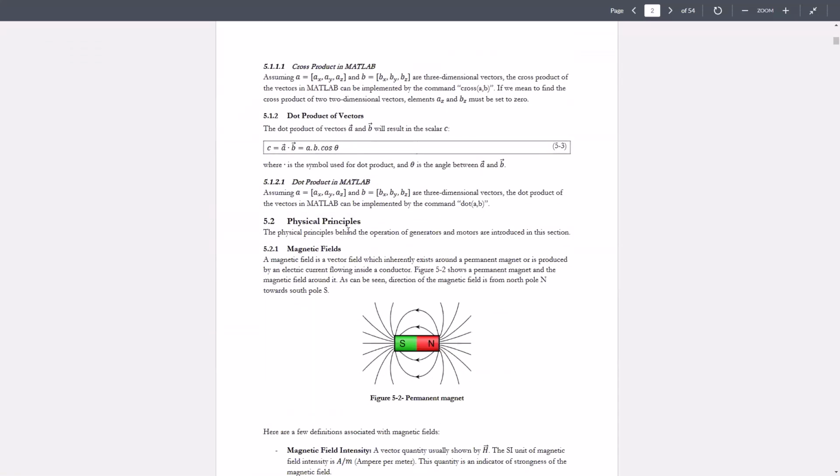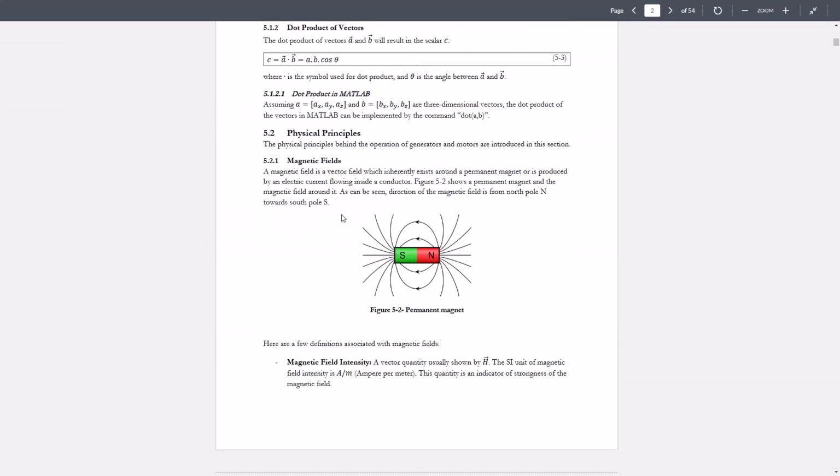Now let's go to some physical principles. First and foremost, we need to understand what magnetic fields are. First of all, a magnetic field is a vector field. It means we can imagine that field as consisting of a bunch of vectors. Vectors are those types of quantities that have both magnitude and direction. So this type of vector field inherently exists around a permanent magnet. Permanent magnets have two poles, N and S. This permanent magnet does produce a vector field around it.